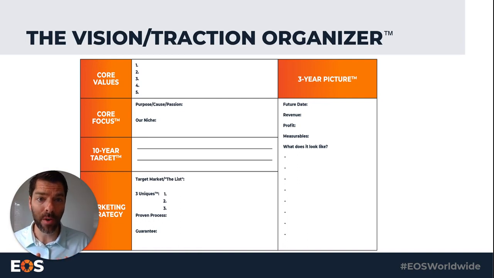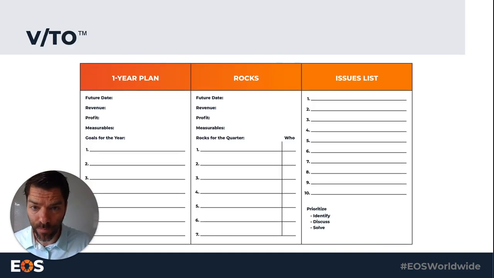Then we start to boil it down to the ground with your 3-year picture, which is designed just to paint the picture for where you're going 3 years from now. To the extent that everyone can see the same thing in your mind's eye, the chances of achieving it are exponentially higher. On the second page of this Vision Traction Organizer, we'll answer the last 3 of the 8 questions, starting with: what is your 1-year plan? That's designed to get you on the same page with where you're going this year, laying the foundation for achieving that 10-year target.